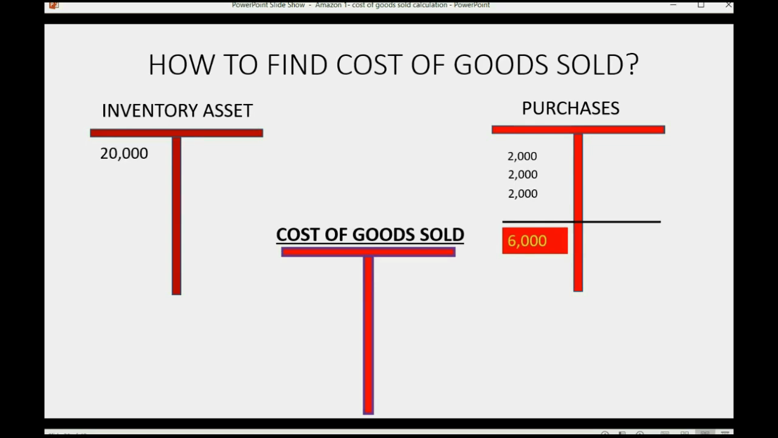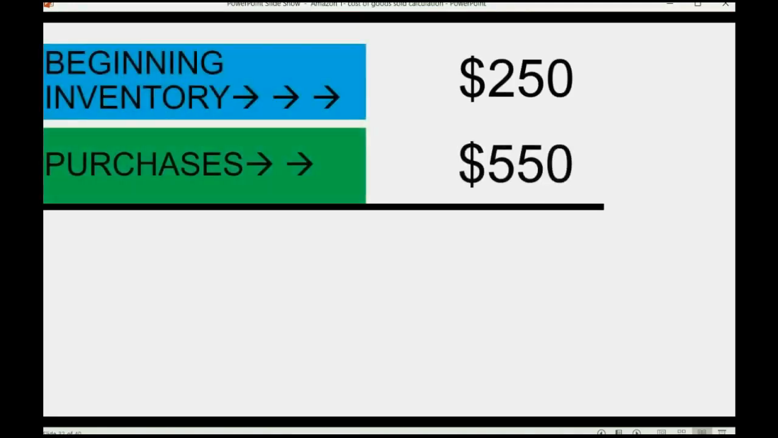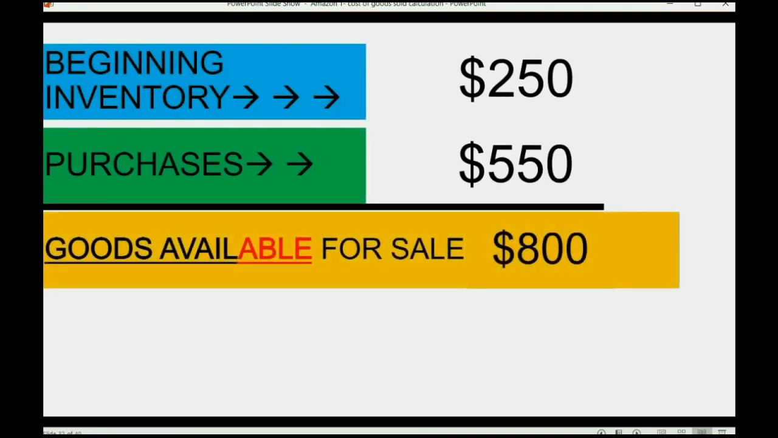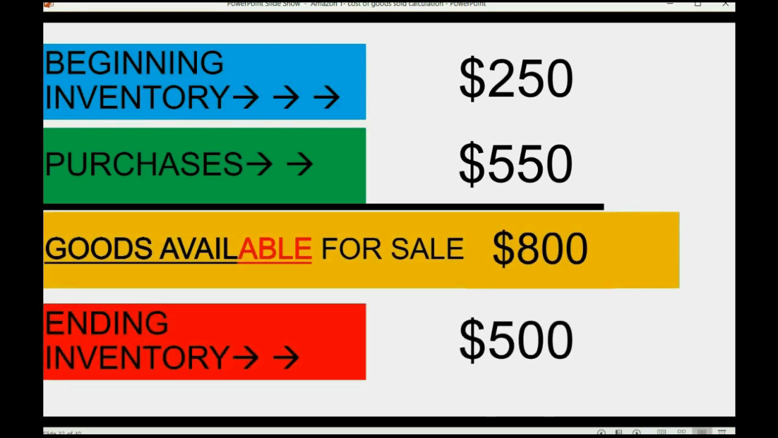And what would we do? Well, we would start with the beginning inventory. That means that if we looked at the inventory asset account in our chart of accounts, at any given moment, it would only show the amount of inventory we had at the beginning of the month. Now let's just remind ourselves what the calculation was. Beginning inventory plus purchases equals goods available for sale. Goods available for sale minus ending inventory equals cost of goods sold.